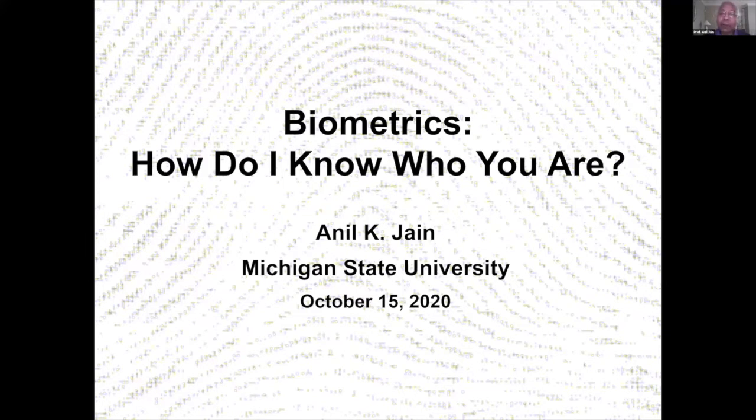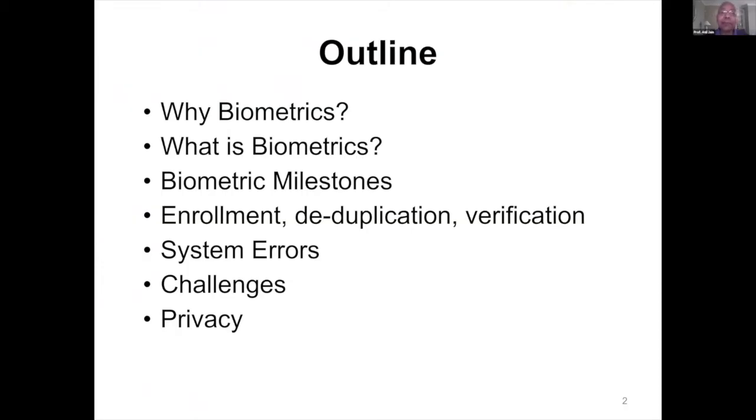Biometrics is not a new topic. It has been around for over 100 years. But now, at least in India, with the introduction of the Aadhaar, it is a household name, but still people do not know how it works. So my objective here is to tell you a little bit about what biometrics is, some milestones of biometrics. There are three important things: how do we do the enrollment, deduplication, verification? How do we define the system error, classification errors or recognition errors, some challenges, and finally the privacy issue, which was finally settled by the Supreme Court in 2018 in the case of Aadhaar.